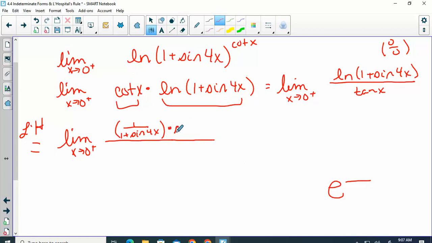So derivative of sine is cosine. The inside stays the same. And then times derivative of the 4x is 4. Over derivative of tangent.